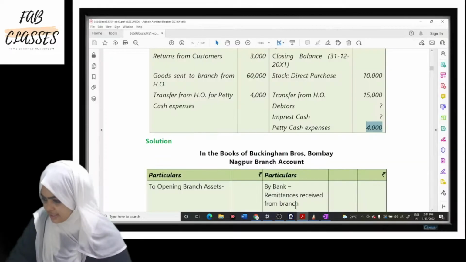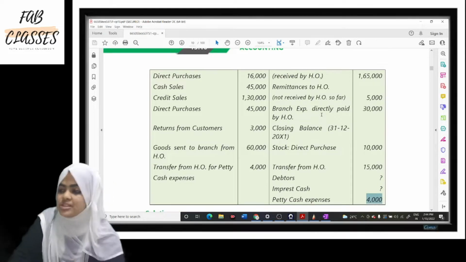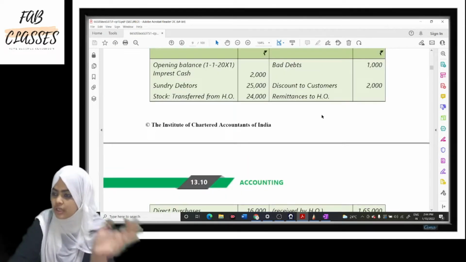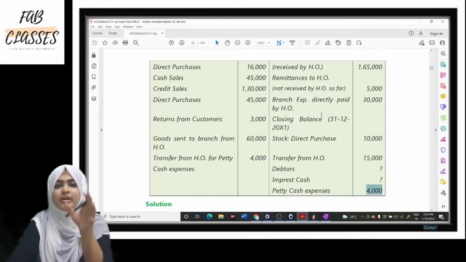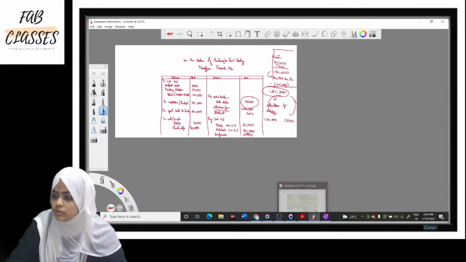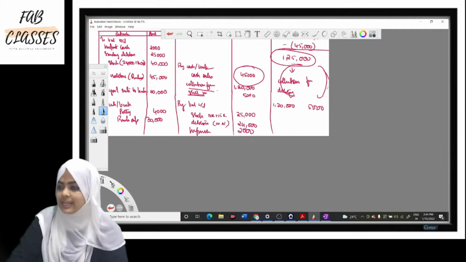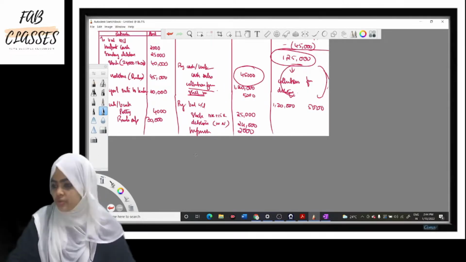So that's all, I think. There is nothing else left. We have recorded each and everything which is given in the question. We have done the opening balances, direct purchase, cash sales, credit sales, everything has been recorded, and now let us ascertain the balance.